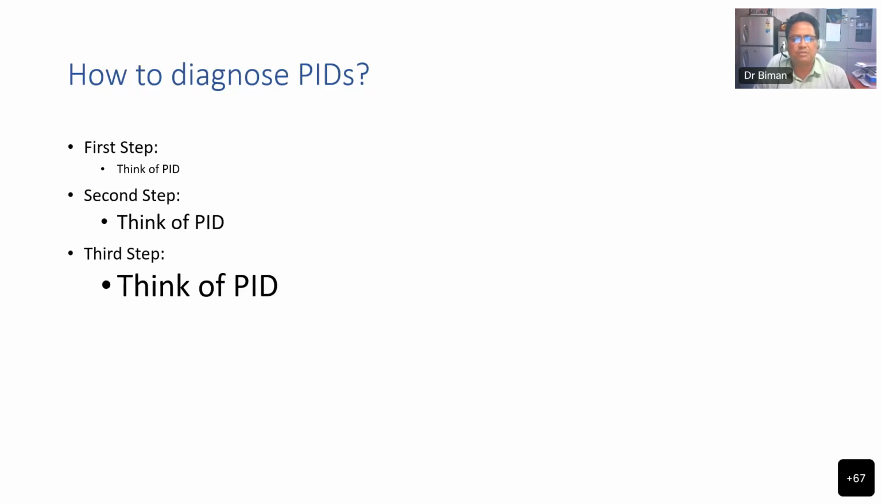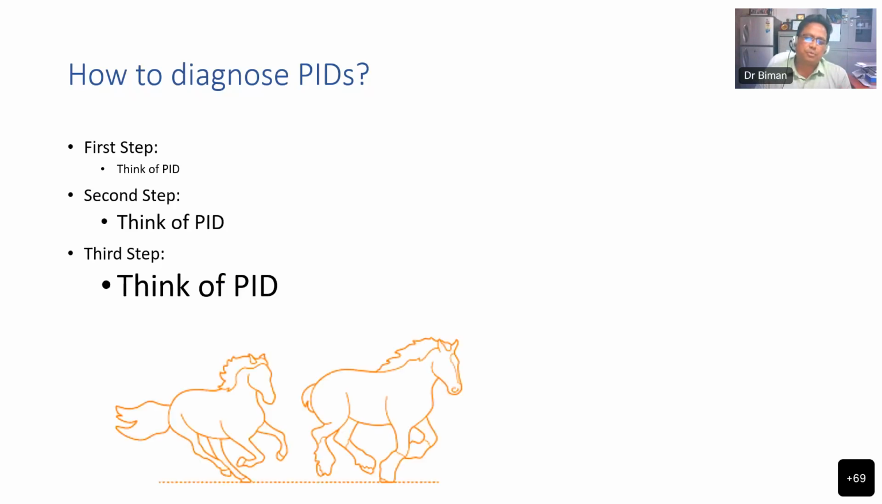I'll just try to give a brief summary, because it's not possible to cover all the PID disorders in a single talk and in a limited time. But I'll try to give you an overall concept of the primary immunodeficiency diseases.